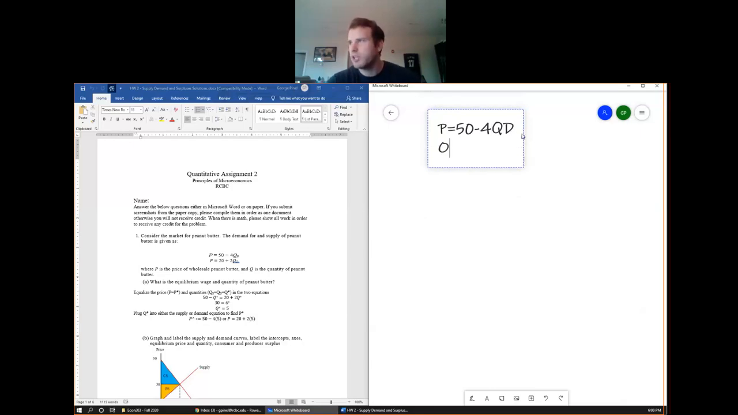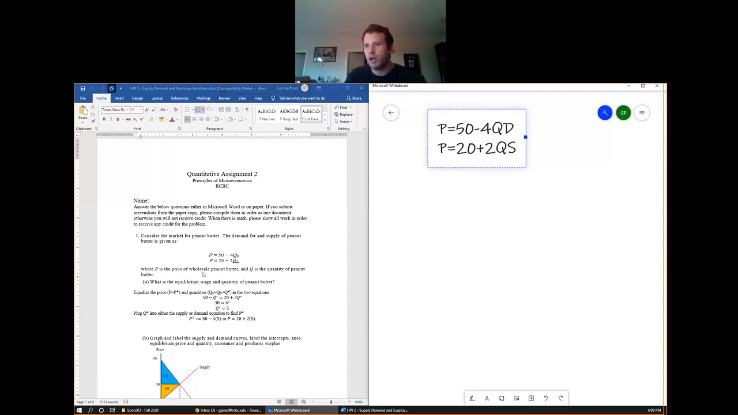And then you have P equals 20 plus 2QS. So the top one is your demand equation, the bottom one is your supply equation. Besides the fact that they have an S and a D, you can see that the slope of the demand equation is always going to be negative, and the slope of the supply equation is always going to be positive. And so basically you want to find the equilibrium.